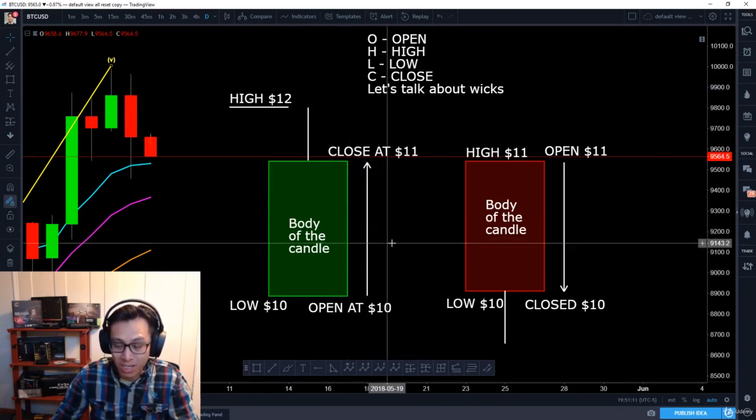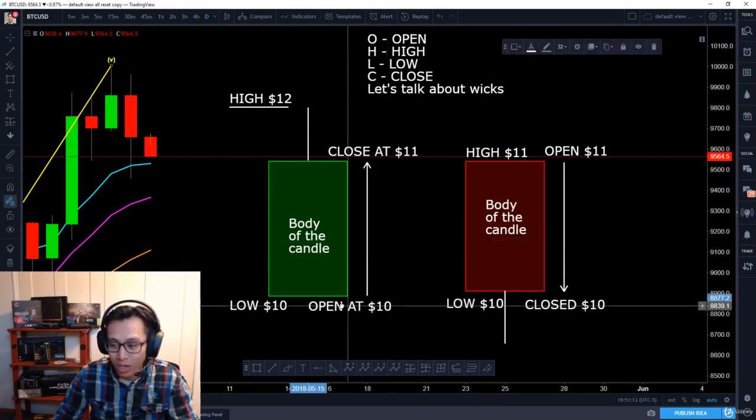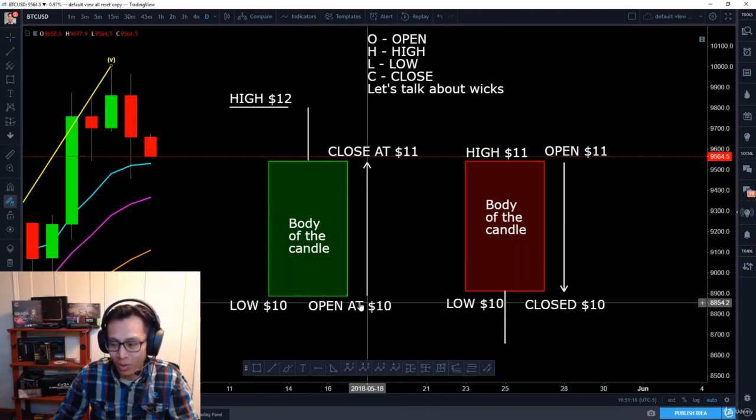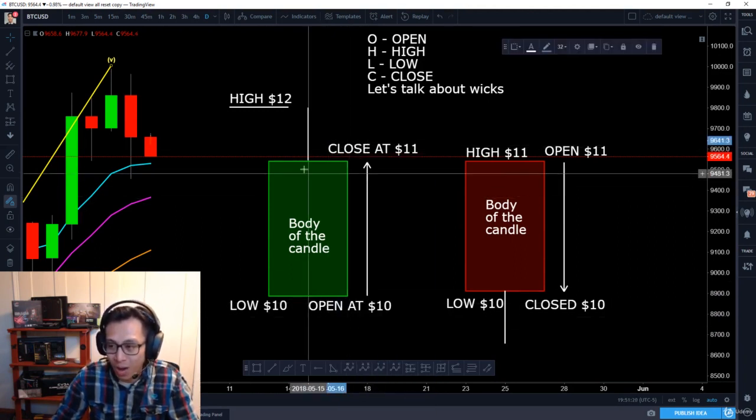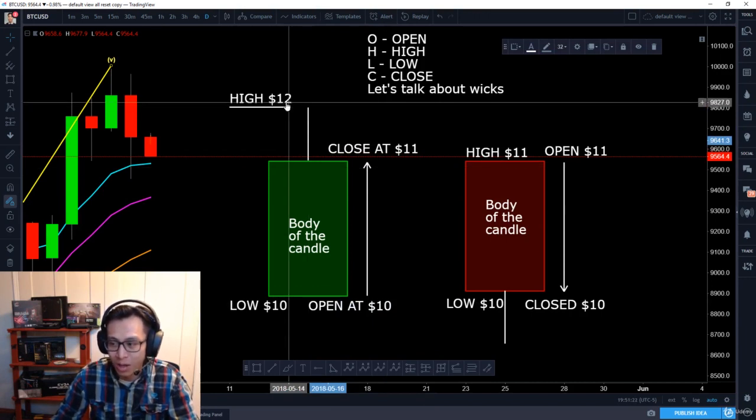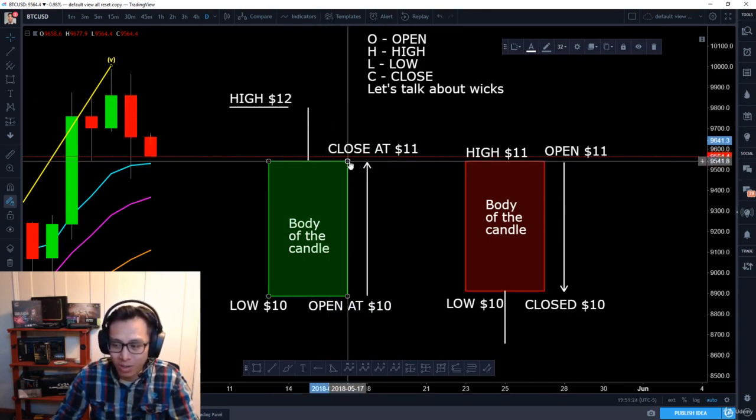So we still see it the exact same way: it opened at $10, right? And then it got to a high of $12 and then it closed over here at $11.